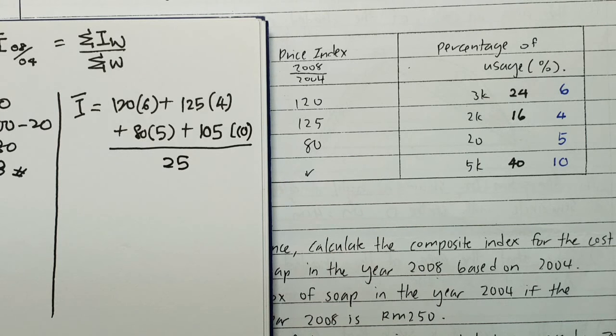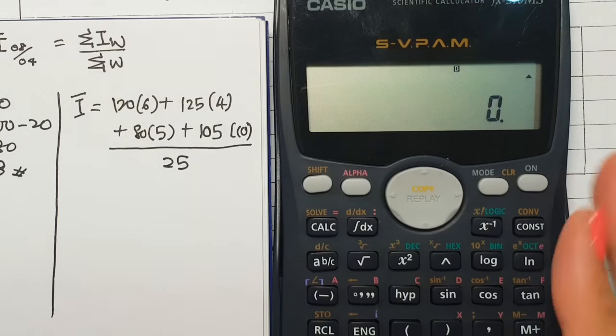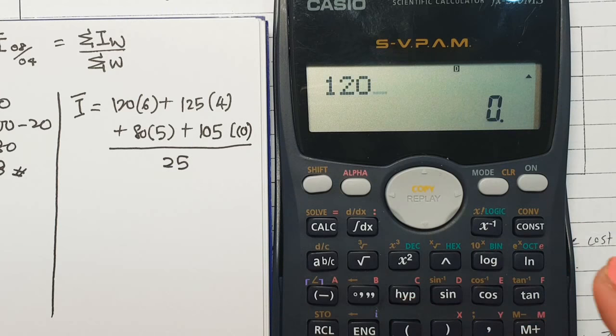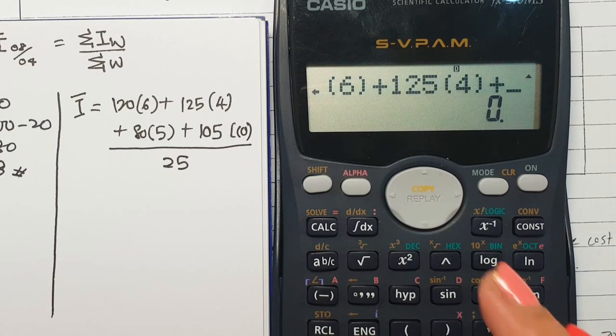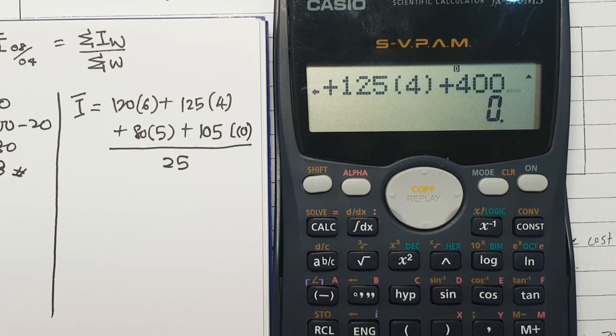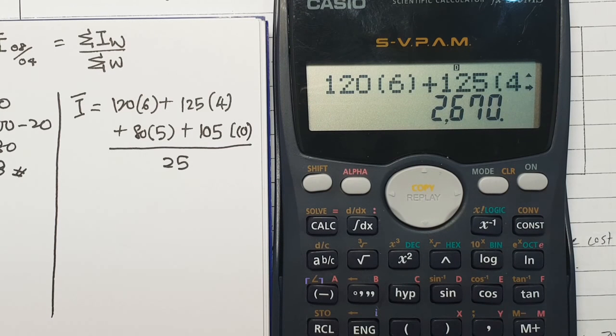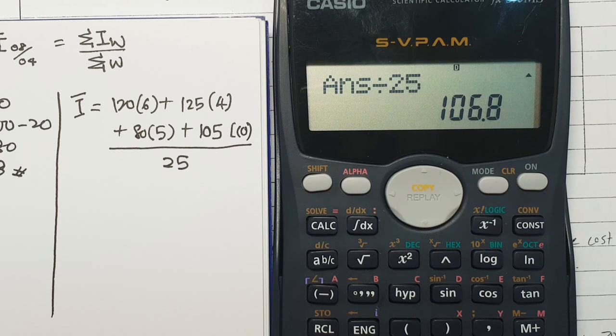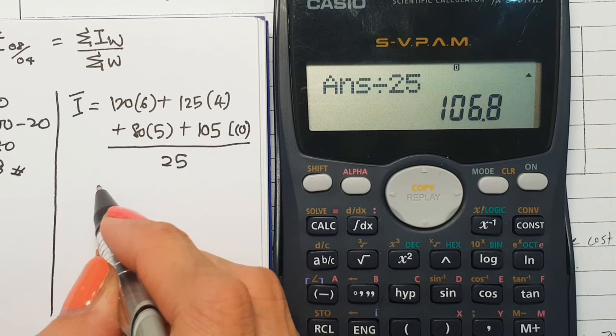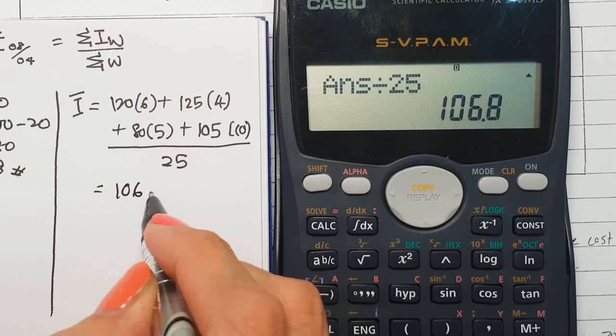So for this one, we have to use the calculator to calculate for us. We will have 120 times 6 plus 125 times 4 plus 80 times 5 is 400, and then plus 1050 because it's times 10. Total, then we divide by 25, we will have 106.8. That is our composite index.